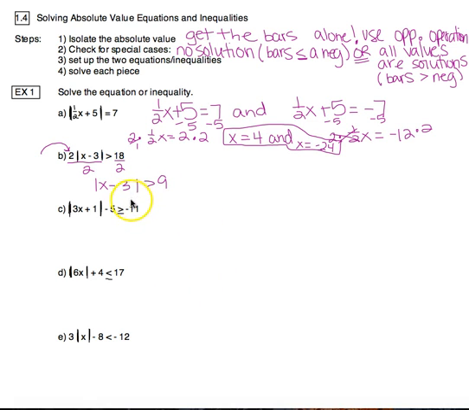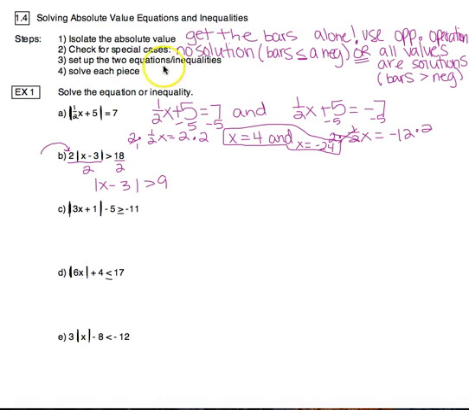Now I'm going to look for special cases. Do I have my bars less than or equal to a negative? No. Do I have bars greater than a negative? No, this is a positive value. So it's not a special case.